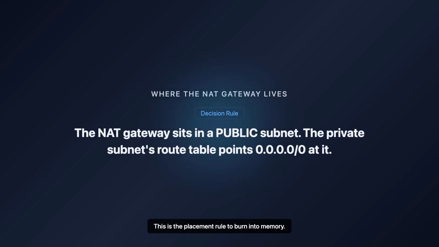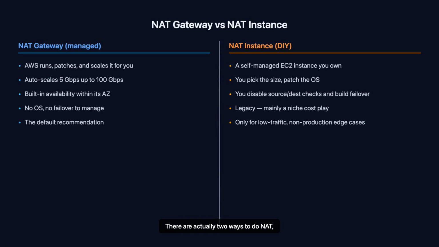This is the placement rule to burn into memory. The NAT gateway sits in a public subnet, the one with a route to the internet gateway. Then the private subnet's route table points its default route at that NAT gateway. If you ever see an answer that puts the NAT gateway inside a private subnet, reject it immediately. A NAT gateway in a private subnet has no path to the internet itself, so nothing downstream of it can get out. There are actually two ways to do NAT, and the exam wants you to know the difference.